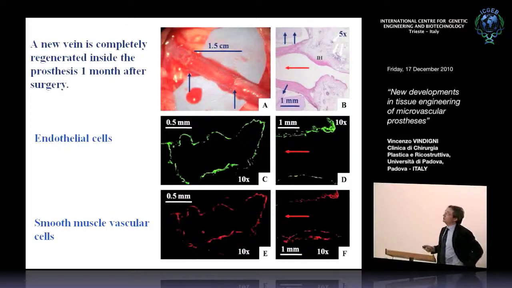From a histological point of view, the results are very similar to the results obtained in the artery model. This is the new vein inside the biomaterials, the endothelial cell layer, and the muscle layer, 1 month after surgery.